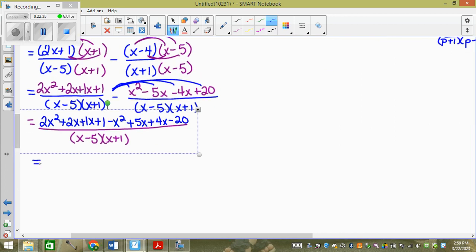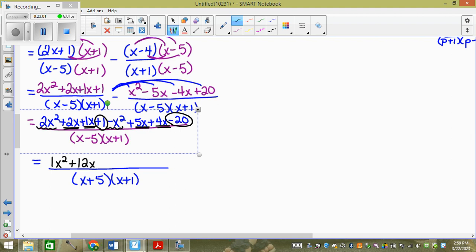And then we collect like terms. So we get 2x squared minus 1x squared is 1x squared. And then we get 2x plus 1x is 3, plus 5x is 8, plus 4 more x, 12. And then 1 minus 20 is minus 19. And x can't equal negative 5 and negative 1.